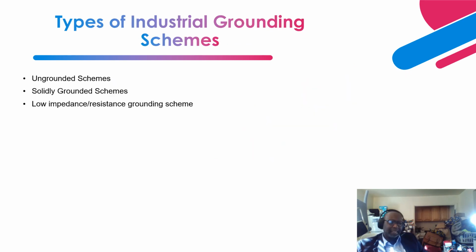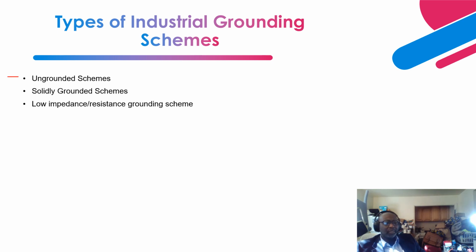Next, let's talk about the types of industrial grounding schemes. Like I made mention in the outline, there are different grounding schemes implemented in industrial environments, industrial facilities, and also in generation utility facilities. So we talk about all these different grounding schemes that are applicable at all these facilities I've mentioned.